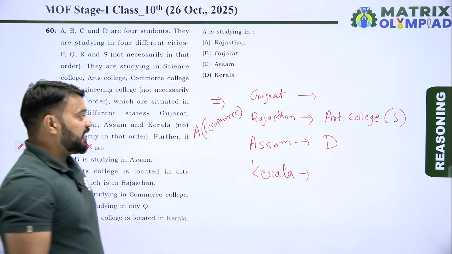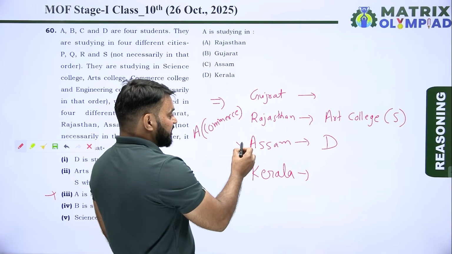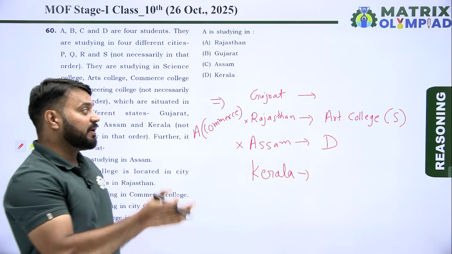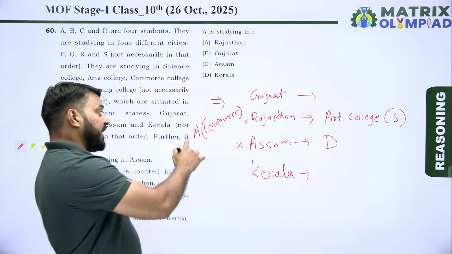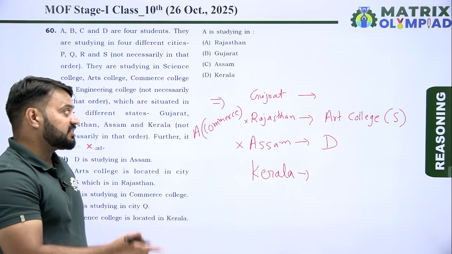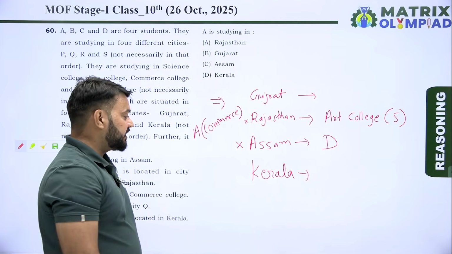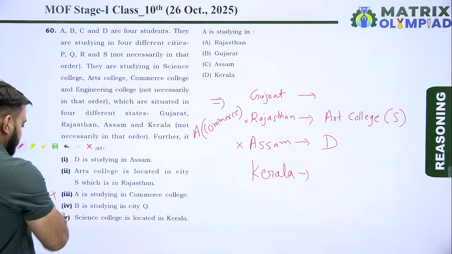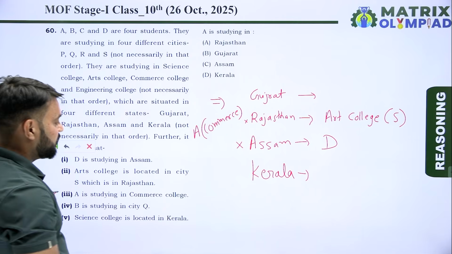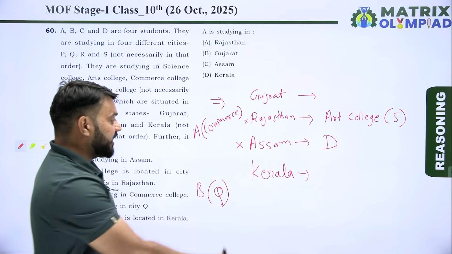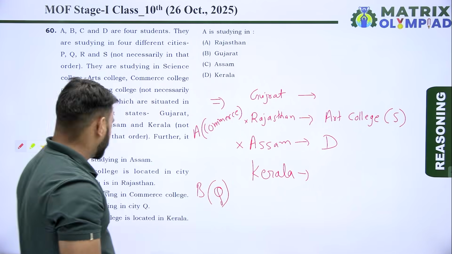इसका मतलब ये हो गया ए असम में भी स्टडी नहीं कर रहा है, ए राजस्थान में भी स्टडी नहीं कर रहा है, क्योंकि राजस्थान में आर्ट्स कॉलेज है और ए कॉमर्स कॉलेज में है. तो ए राजस्थान में भी नहीं स्टडी कर रहा है और असम में भी नहीं कर रहा है, क्योंकि असम में ऑलरेडी डी स्टडी कर रहा है. Now the next information is B studies in city Q. बी सिटी क्यू के अंदर स्टडी कर रहा है. अब सिटी क्यू केरल के अंदर भी हो सकती है और गुजरात के अंदर भी हो सकती है.